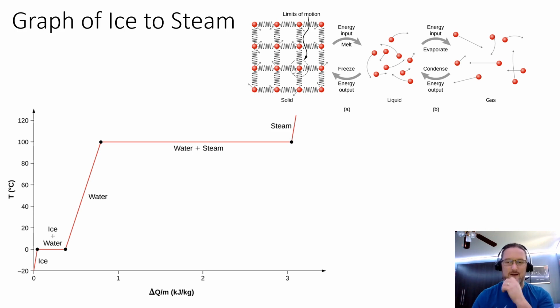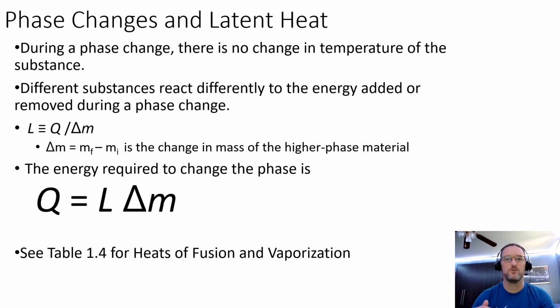We want to look at how we quantify that. Well, we do it with these things called latent heat. Latent heat is a material property, and there are going to be two of them: a latent heat of fusion and a latent heat of vaporization.